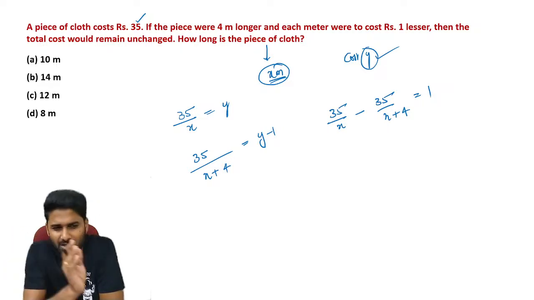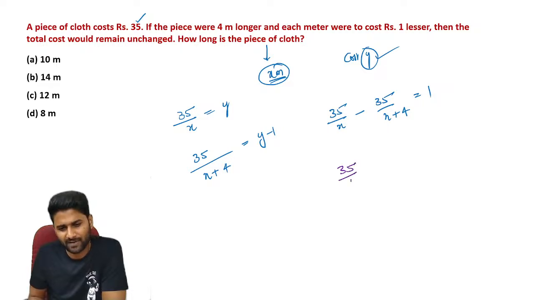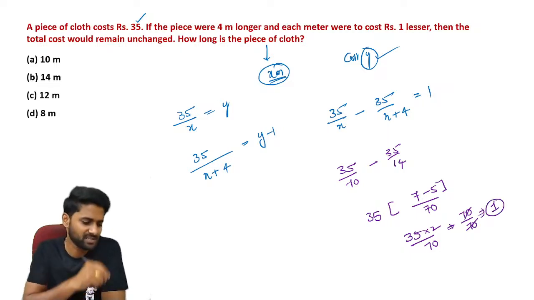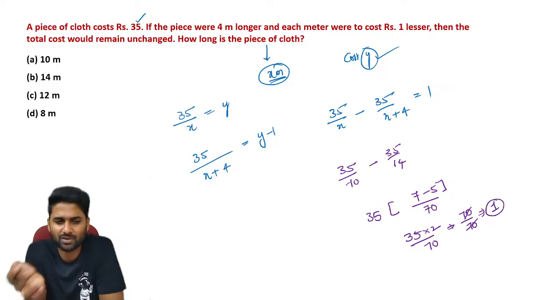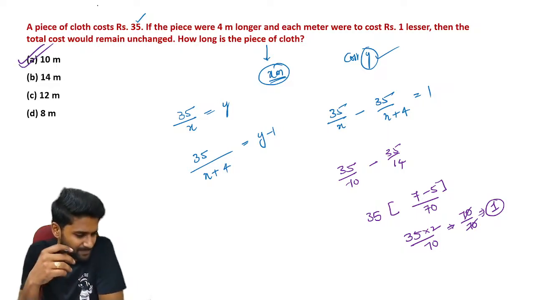But my suggestion is better to go with option verification. Let's take that x is equal to 10. 35 by 10 minus 35 by 14. Can I get 1 or not? So 35 is common, 1 by 10 and 1 by 14. Here the LCM is 70 units. It's 7 units and 5 units. If you go for further simplification, the numerator 70 and the denominator 70 cancel, right? The left value is exactly equal to the right value. That's why the value should be replaced with x is 10 meters.